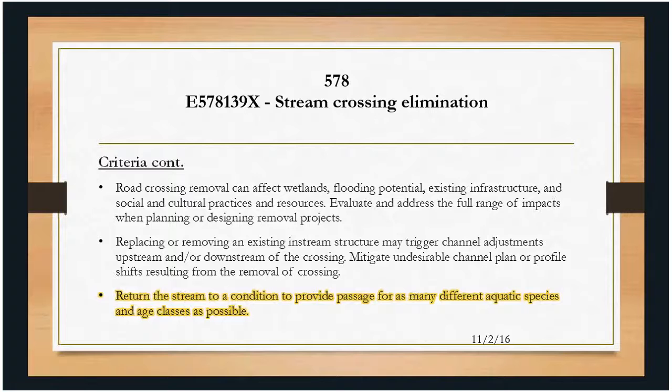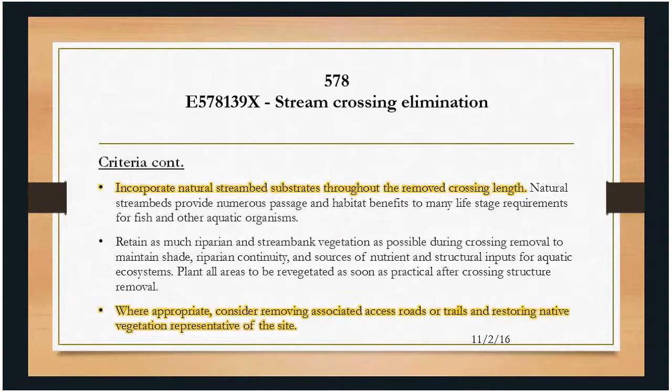You want to return the stream to a condition to provide passage for as many different aquatic species and age classes as possible. That's the ultimate goal. You want to incorporate natural stream bed substrates throughout the removed crossing length. Retain as much vegetation as possible, and if there's places that need to be planted, you're going to plant riparian vegetation after the crossing structure removal. Where appropriate, consider removing the associated access roads or trails and restoring native vegetation.